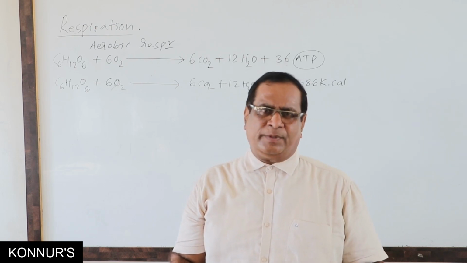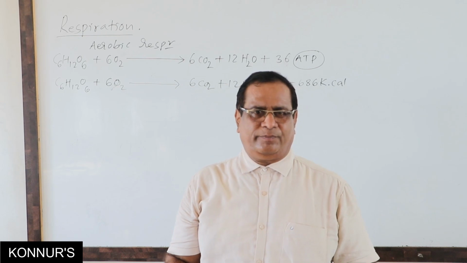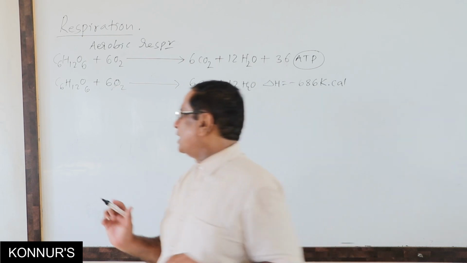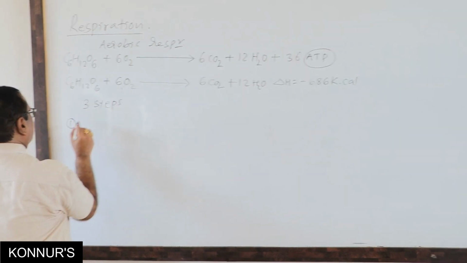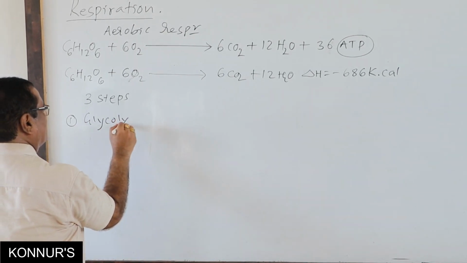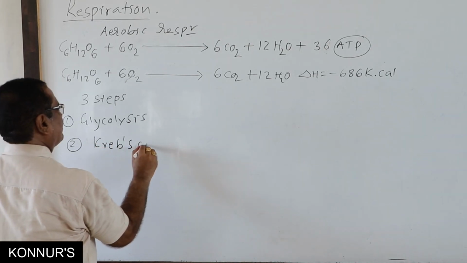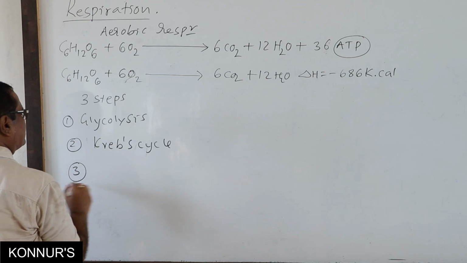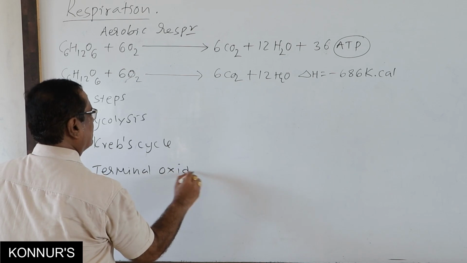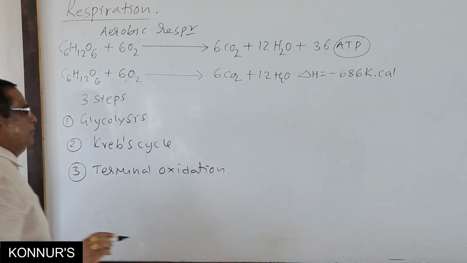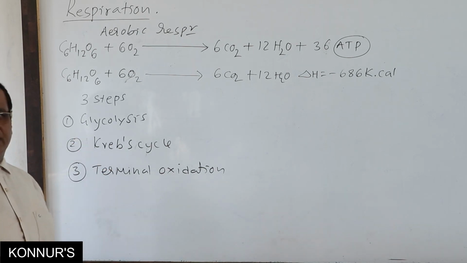As far as aerobic respiration is concerned, it takes place in 3 steps. Those 3 steps are: first, glycolysis; second, Krebs cycle; and third, terminal oxidation. These are the 3 steps: glycolysis, Krebs cycle, terminal oxidation.